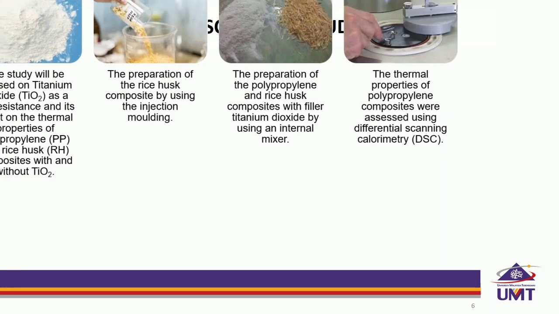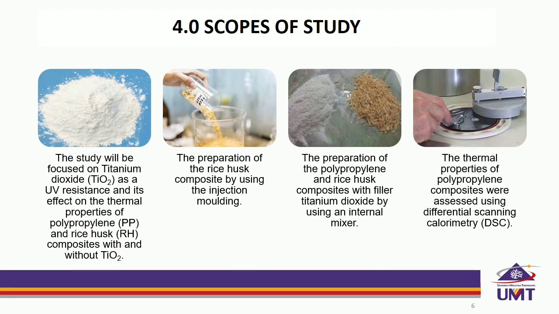For the scope of the study, the first one is titanium dioxide as a UV resistant and its effect on the thermal properties of the polypropylene and rice husk composite with and without titanium dioxide. Then, the preparation of the rice husk by using injection molding, as well as preparation of the polypropylene mixed with the rice husk and titanium dioxide by using the internal mixer. And the last one is the thermal properties of polypropylene, analyzed using differential scanning calorimetry.